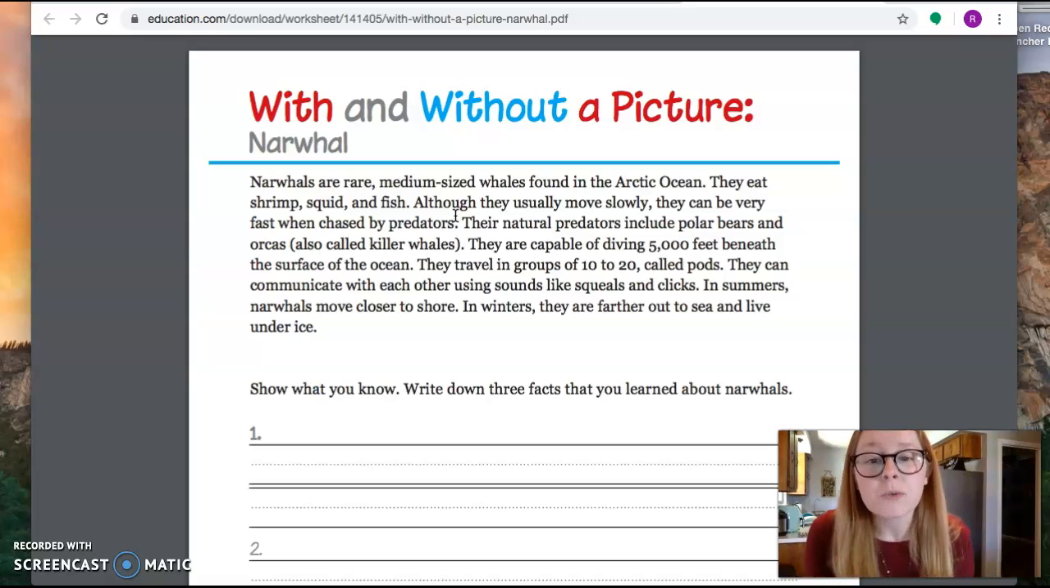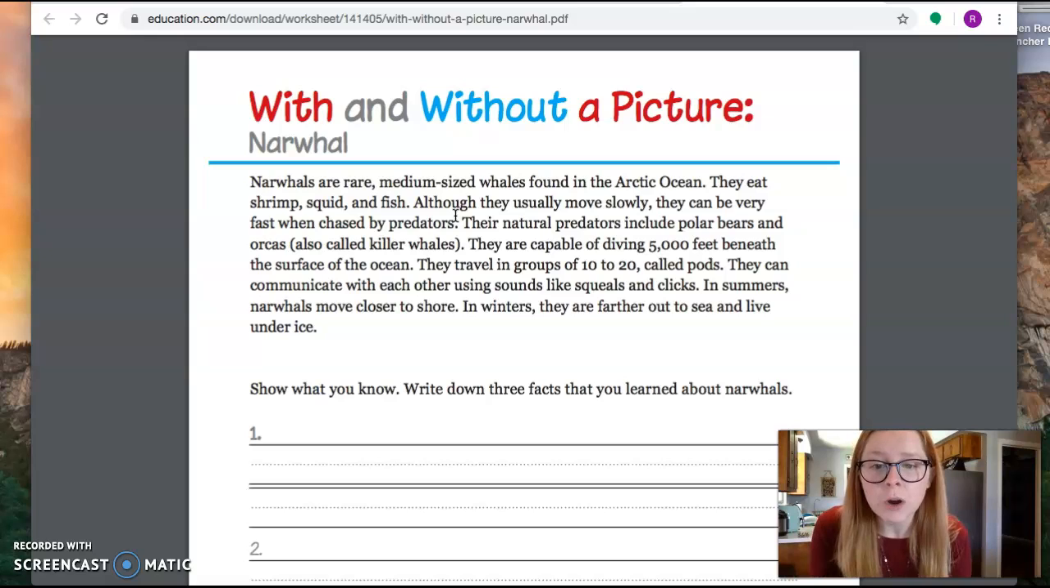So narwhals are rare, medium-sized whales found in the Arctic Ocean. They eat shrimp, squid, and fish. Although they usually move slowly, they can be very fast when chased by predators. Their natural predators include polar bears and orcas, also called killer whales. They are capable of diving 5,000 feet beneath the surface of the ocean. They travel in groups of 10 to 20 called pods. They can communicate with each other using sounds like squeals and clicks.